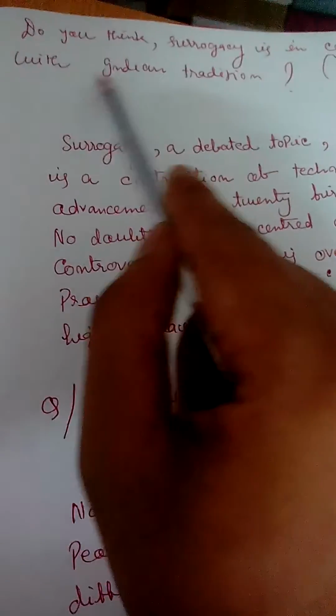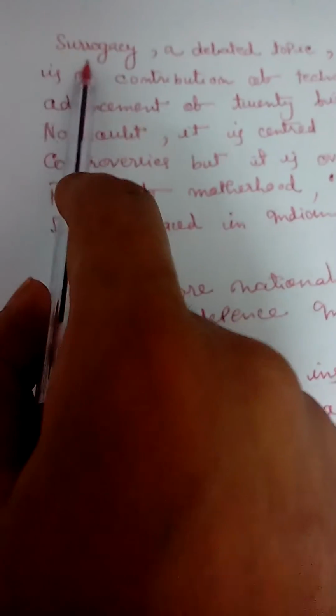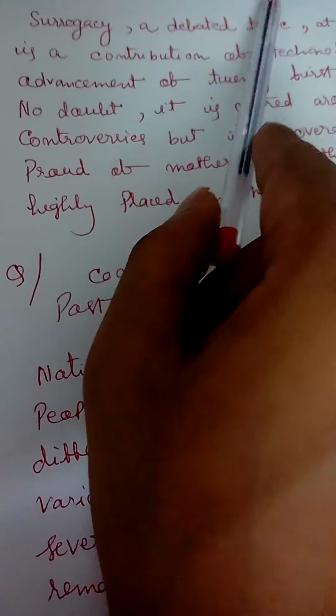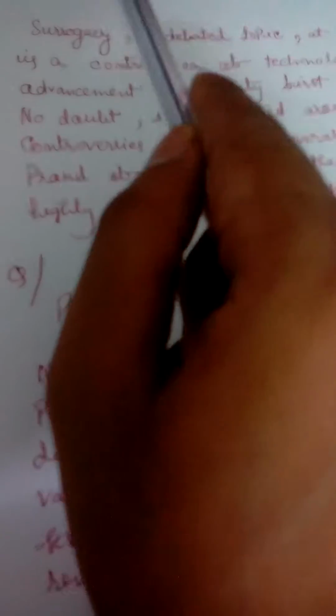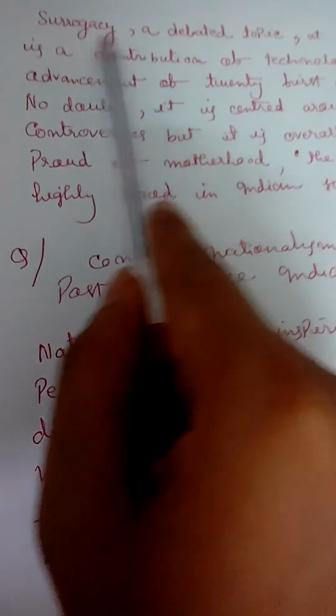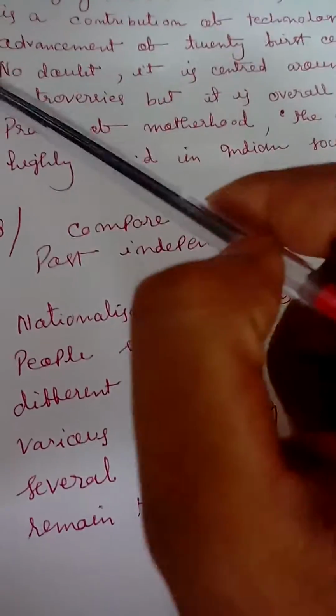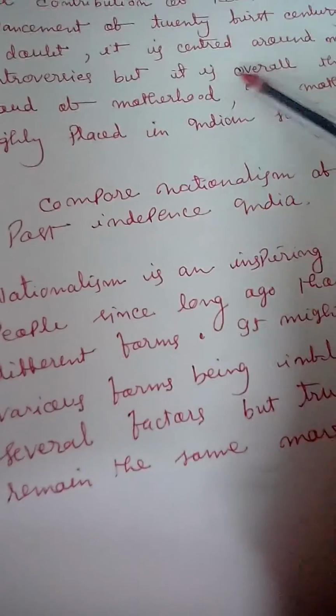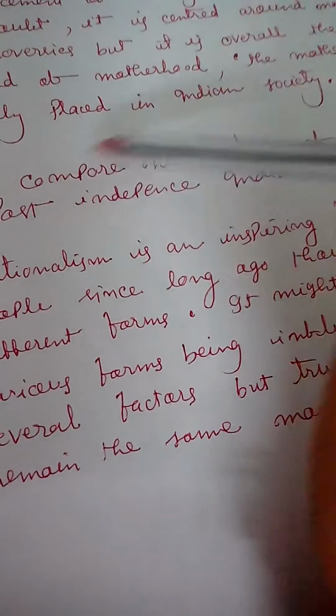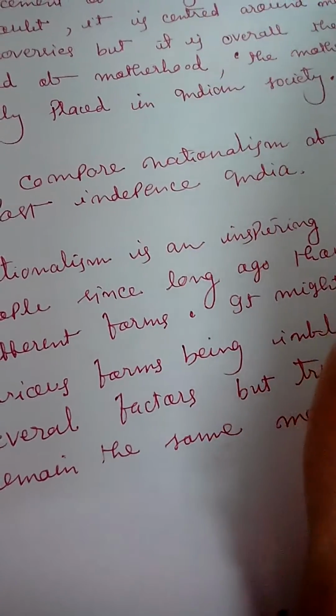Now I'm going to give some examples of an introduction. For example, you see the question: do you think surrogacy is in conflict with Indian tradition? GS4, right? I told you the introduction must touch the vital idea. What is the vital idea here? The conflict of surrogacy with Indian tradition. This is the vital idea. See how I am writing the introduction. Surrogacy, a debated topic at present, is a contribution of the technological advancement of the 21st century, no doubt. It is centered around many controversies, but it is overall the pride of motherhood, motherhood highly placed in Indian society. I have fully touched the vital idea, that is, the conflict of surrogacy with Indian tradition, right?